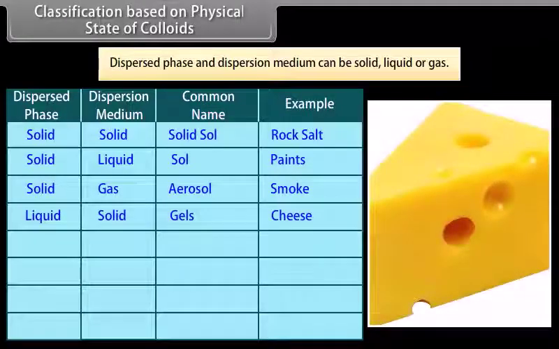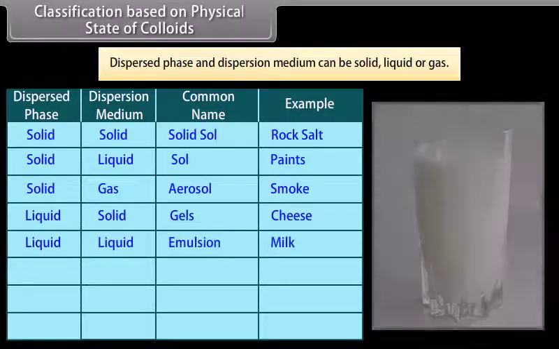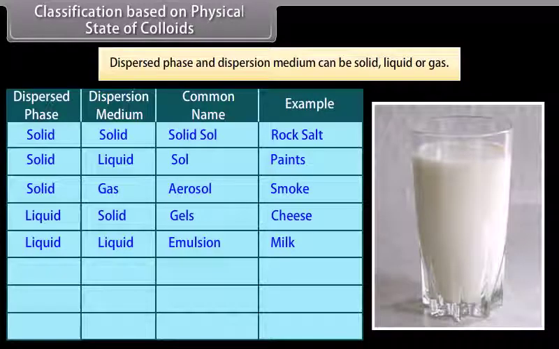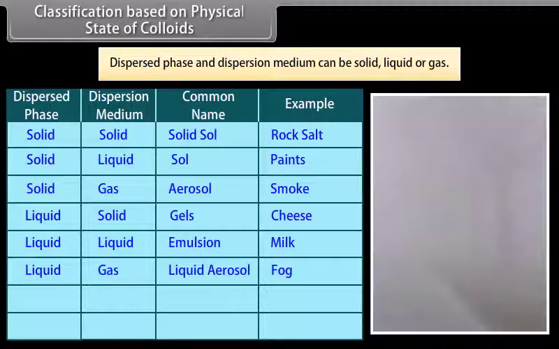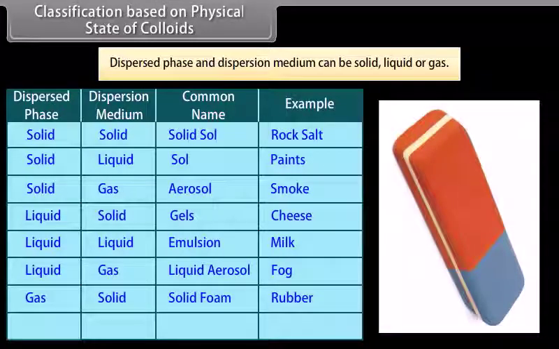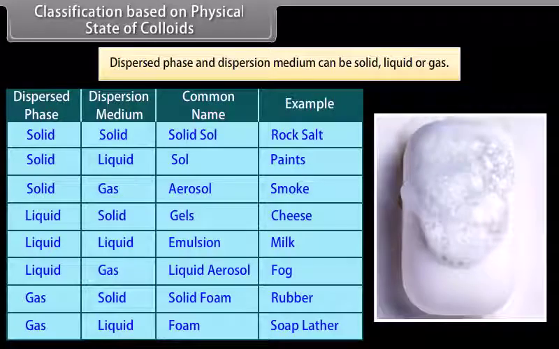Cheese is an example of gels. Milk is an example of emulsion. Fog is an example of liquid aerosol. Rubber is an example of solid foam. Soap lather is an example of foam.